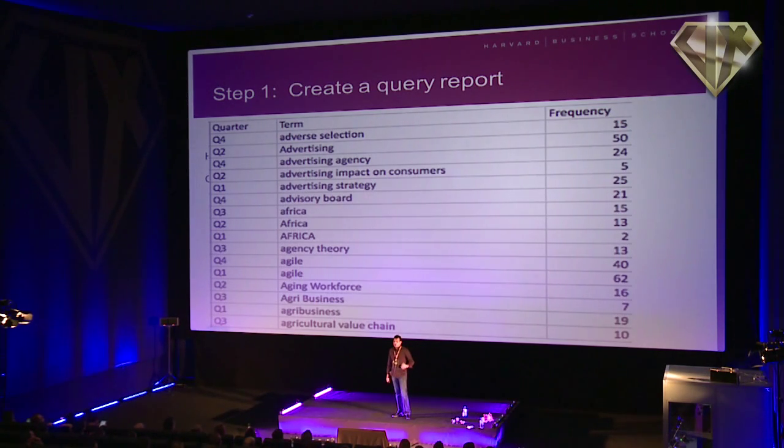So step 1 is to create the query report. We divided the data by quarter. In the center column is the actual term or phrase being searched for, and this is sorted alphabetically, so you only see A's over here. On the left-hand side, you see which fiscal quarter it applies to. Quarter 1 would be July through September. And in this column over here, it's the number of times that particular search query was searched for.